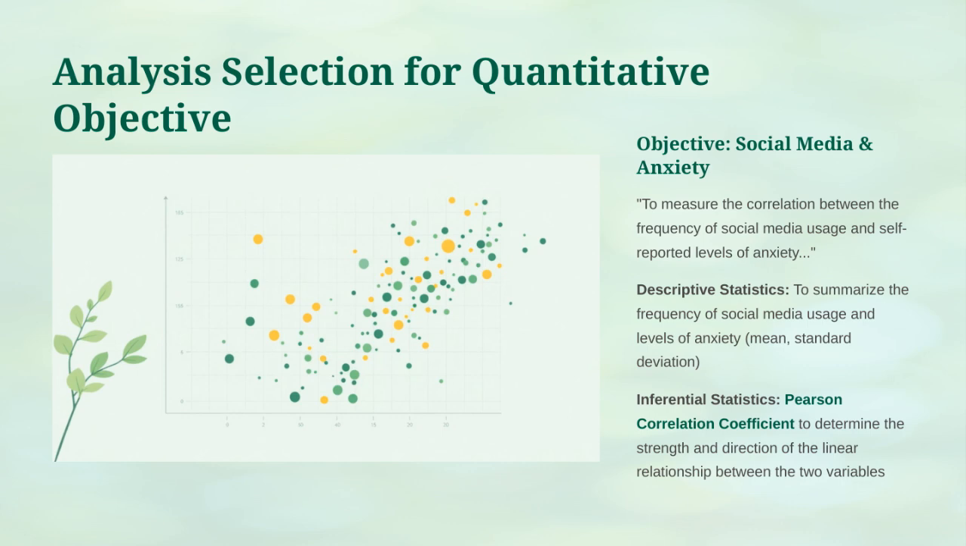On the other hand, for descriptive statistics, we focus on summarizing our data. So, looking at how often people use social media and their anxiety levels, we'll use measures like the mean to find the average and the standard deviation to understand the variability within our data. Together, these statistical tools allow us to not only describe the data, but also make meaningful inferences about the relationship between social media use and anxiety, which is at the core of our overall research objective.